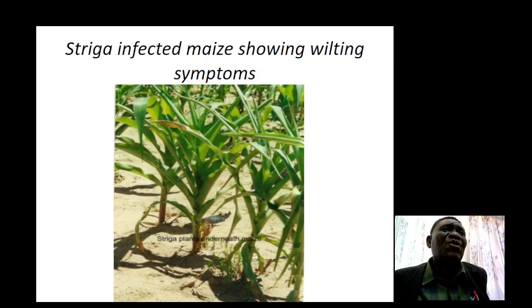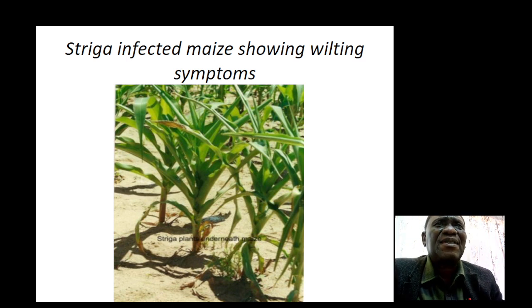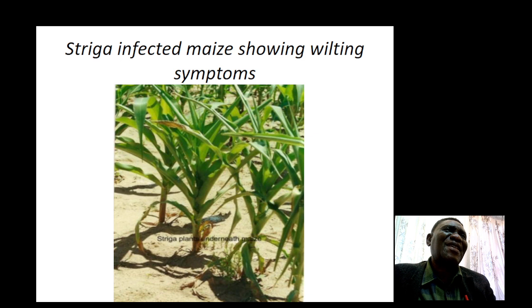You can see here on this slide that the maize is wilting. These are the striga symptoms. Even if the field is not under moisture stress, there was plenty of moisture in this field, yet the plants were wilting. This is a clear indication of the presence of striga.